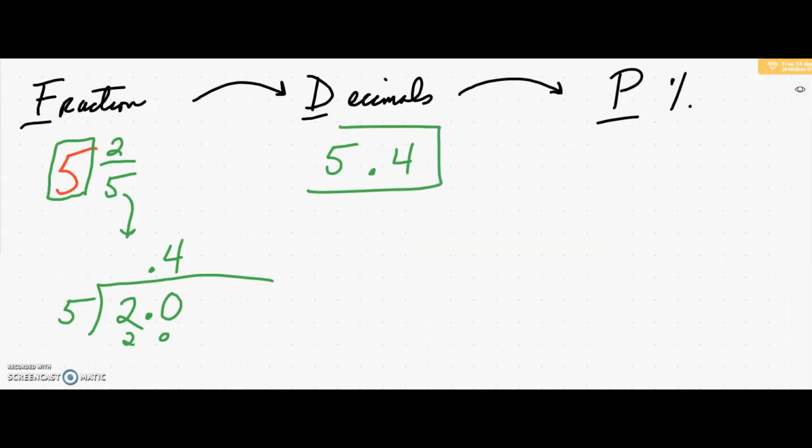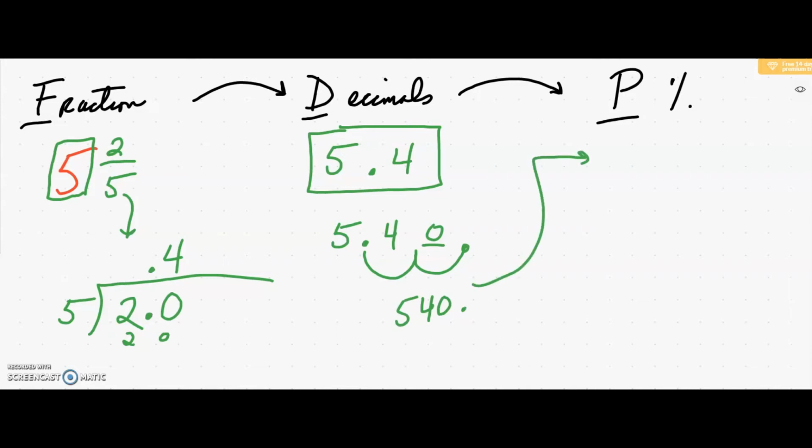So now I'm going to take my 5.4 and make it a percentage. To make it a percentage, the rule is you move the decimal 2 places to the right. 1, 2, and add a 0. So my new number becomes 540 point, or in this case, it becomes 540%.